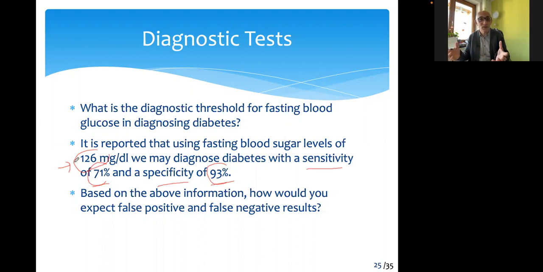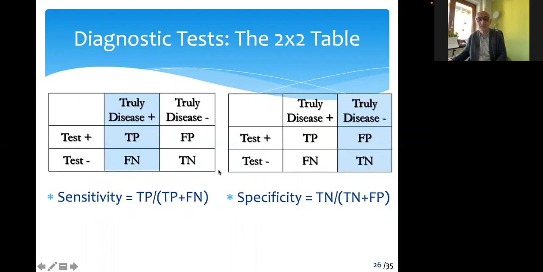That is false negative. And then specificity means those who have no disease, who are healthy, how many of them I'm going to label as healthy. From 100, I will be able to label 93 as healthy. That means what? 7 people I'm going to falsely label as having the disease. So there are false positives and false negatives, unfortunately. And these are the formulas for sensitivity and specificity.